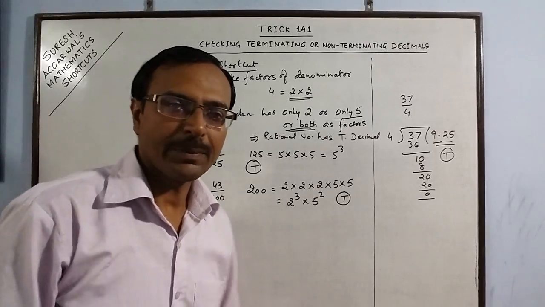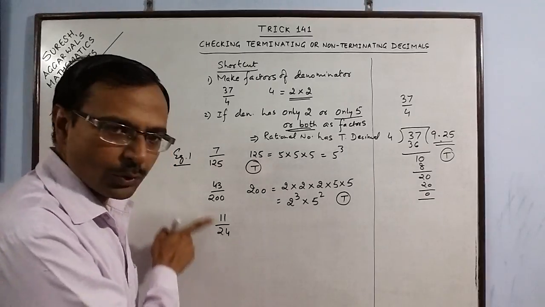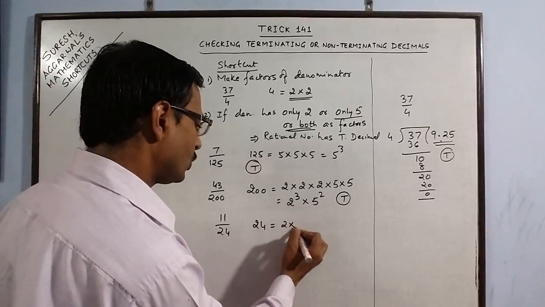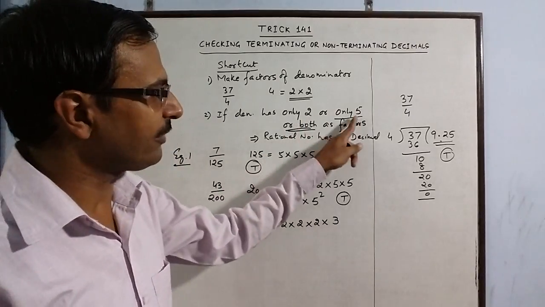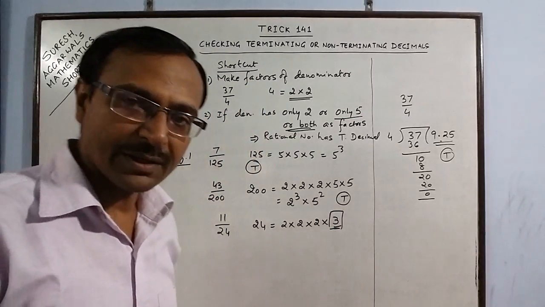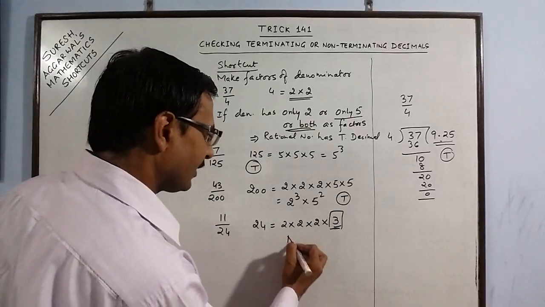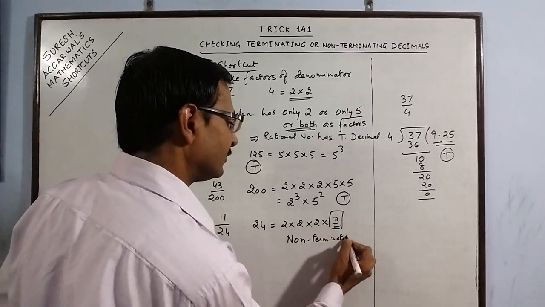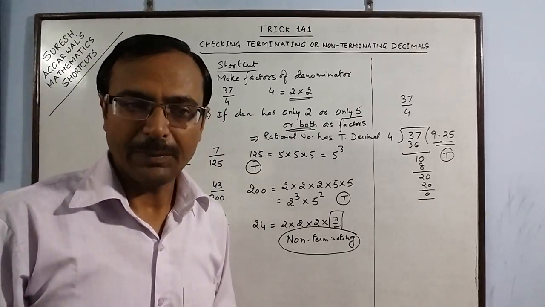Say we have some examples of non-terminating decimals now. Say we have 11 upon 24. Now see, 11 and 24 do not cancel with any factor, they are co-prime. So 24 has factors 2, 2, 2, 3. Now apart from 2 or 5, we have 3 here. So whenever there is a factor other than 2 or 5 in the denominator, which is not cancelling with the numerator also, the given fraction has a non-terminating decimal. So this will be non-terminating. 11 upon 24, when you divide 11 by 24, it will be non-terminating.